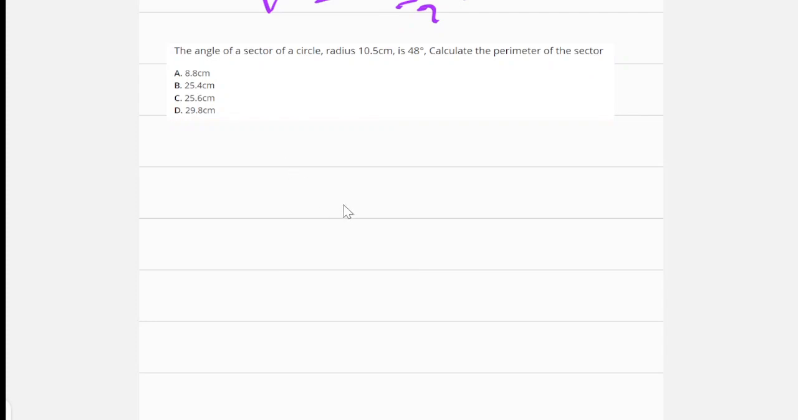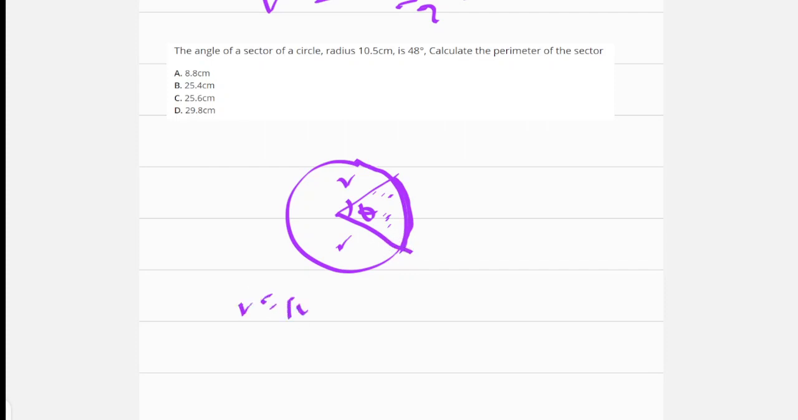We can see that when you have a sector, what is a sector? A sector is the region bounded by two radii. I hope you understand now. So if you have your circle like this, this is your radius, this is another radius r, and this is an angle. So this region is a sector, the area bounded by two radii and an arc. This is my arc, so now my r is 10.5 centimeter, and we're given theta to be 48 degrees. So the question asks us to find the perimeter of a sector.